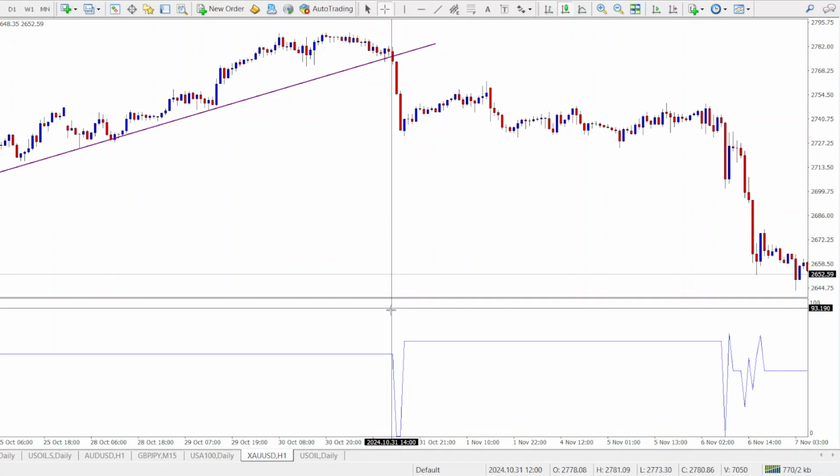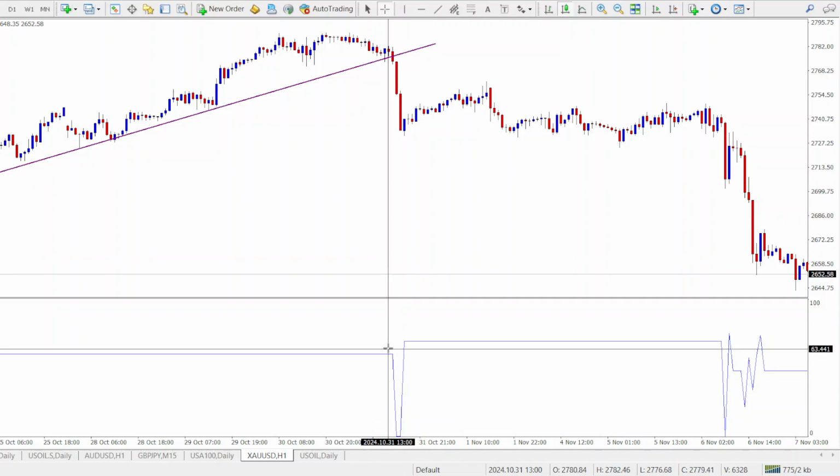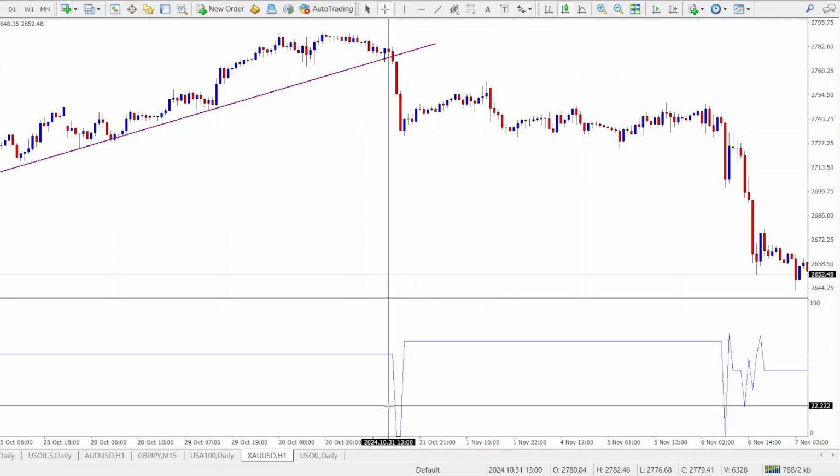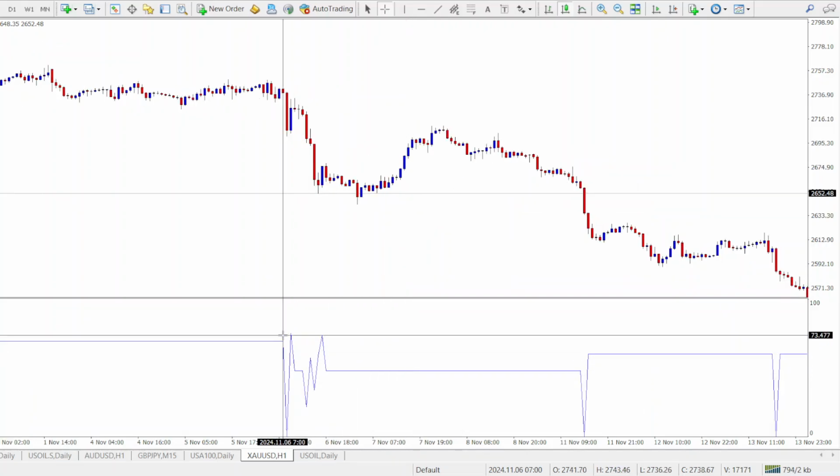Okay, so if you notice a sharp movement by the indicator, you might want to look for an opportunity in the direction of that movement. Okay, now let us look at this other example.